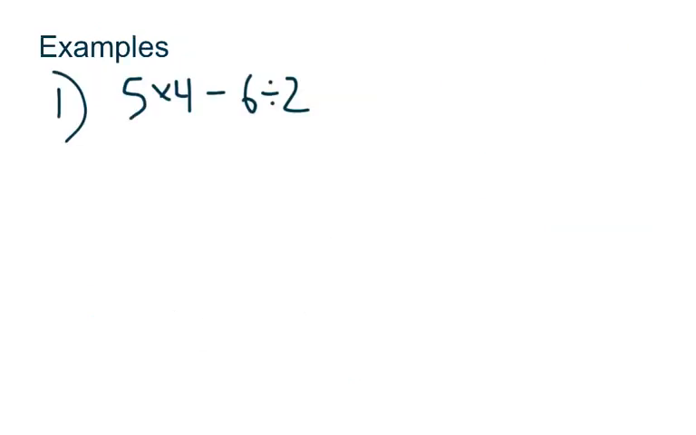We'll start off with something just like this. 5 times 4 minus 6 divided by 2. Now, for those of you who are newer to order of operations or struggle with math in general, I'd recommend that you always write PEMDAS by these problems. You can just write it once on the sheet of paper. You can write out each problem, whatever works for you. And just work your way through it.